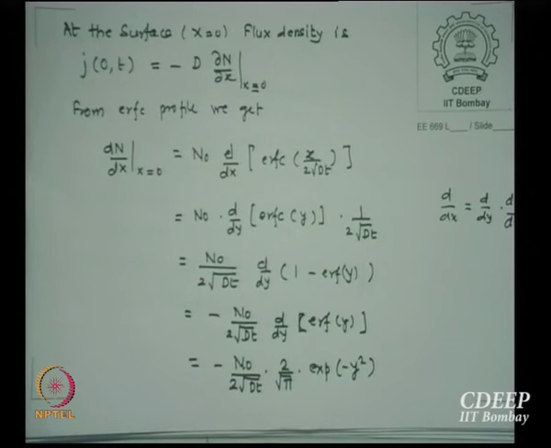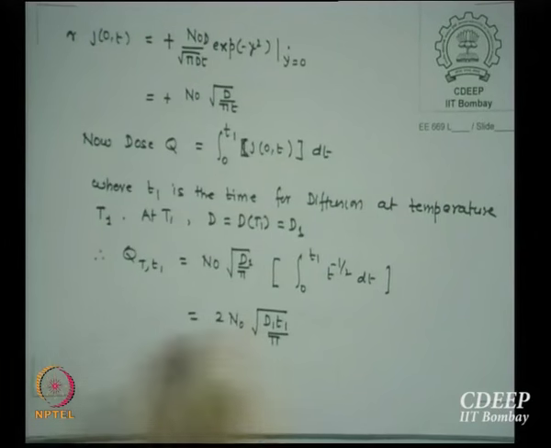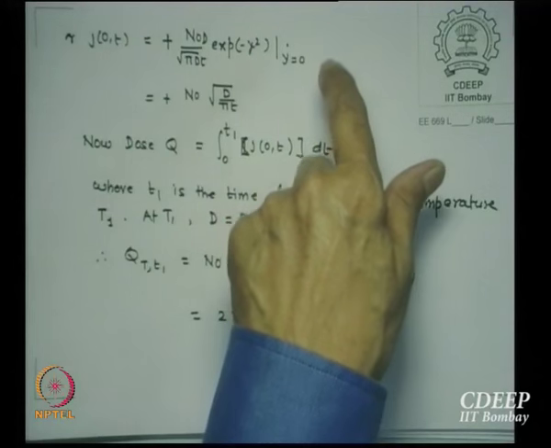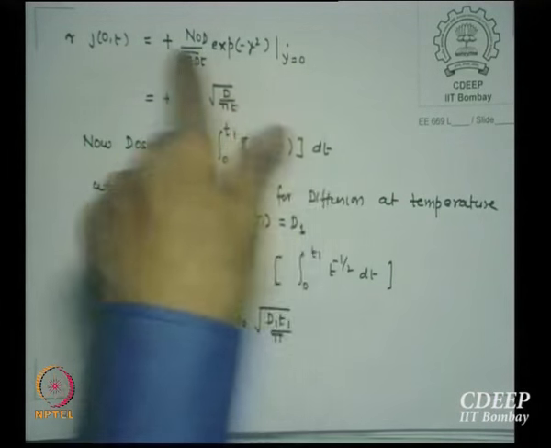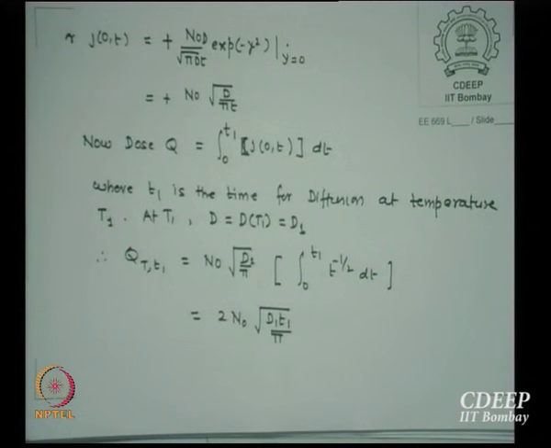Since I know this, I know this, so I know dn by dx, and since I know my dn by dx, if I multiply by minus D, what do I get? J0t. So x is equal to 0 is the same as y is equal to 0, is that okay? Y is equal to x by 2 root Dt means when x is 0, y is also 0. So at J0t, at y is equal to 0, which means x is equal to 0, if I take the value of this, the so-called flux density at x is equal to 0 is n0 under root of D by pi t. And this is very important, please remember this is only J0t.